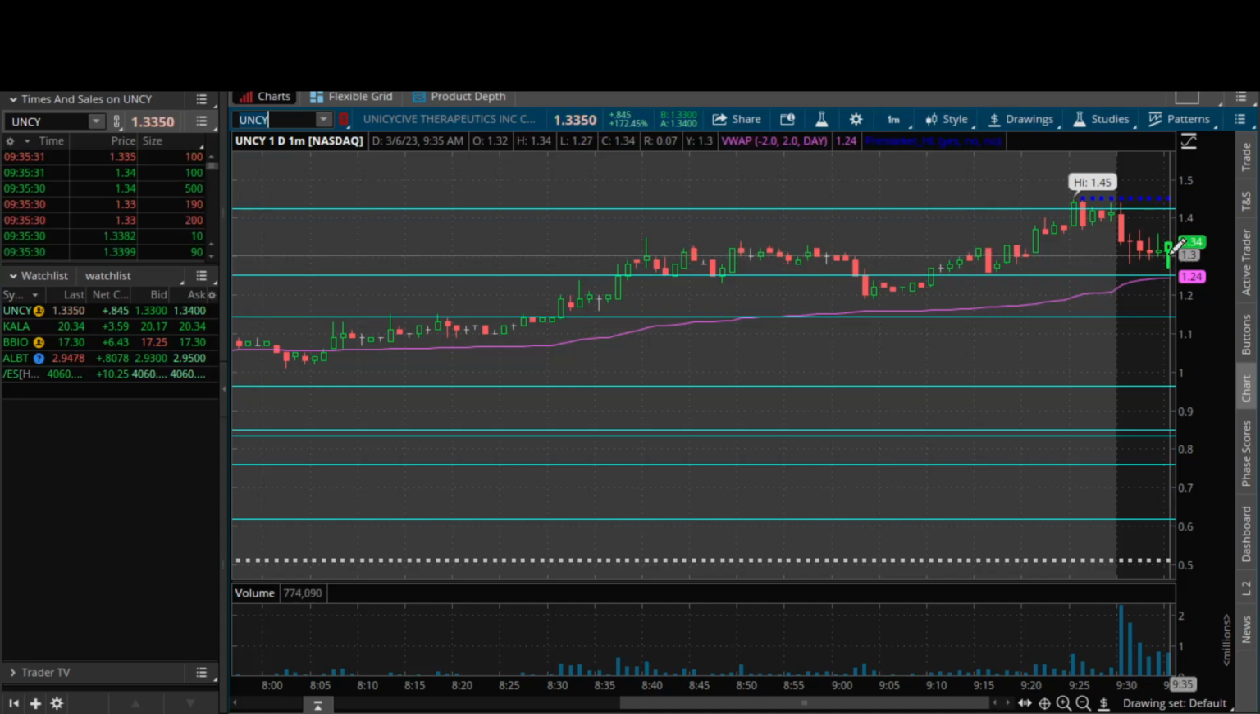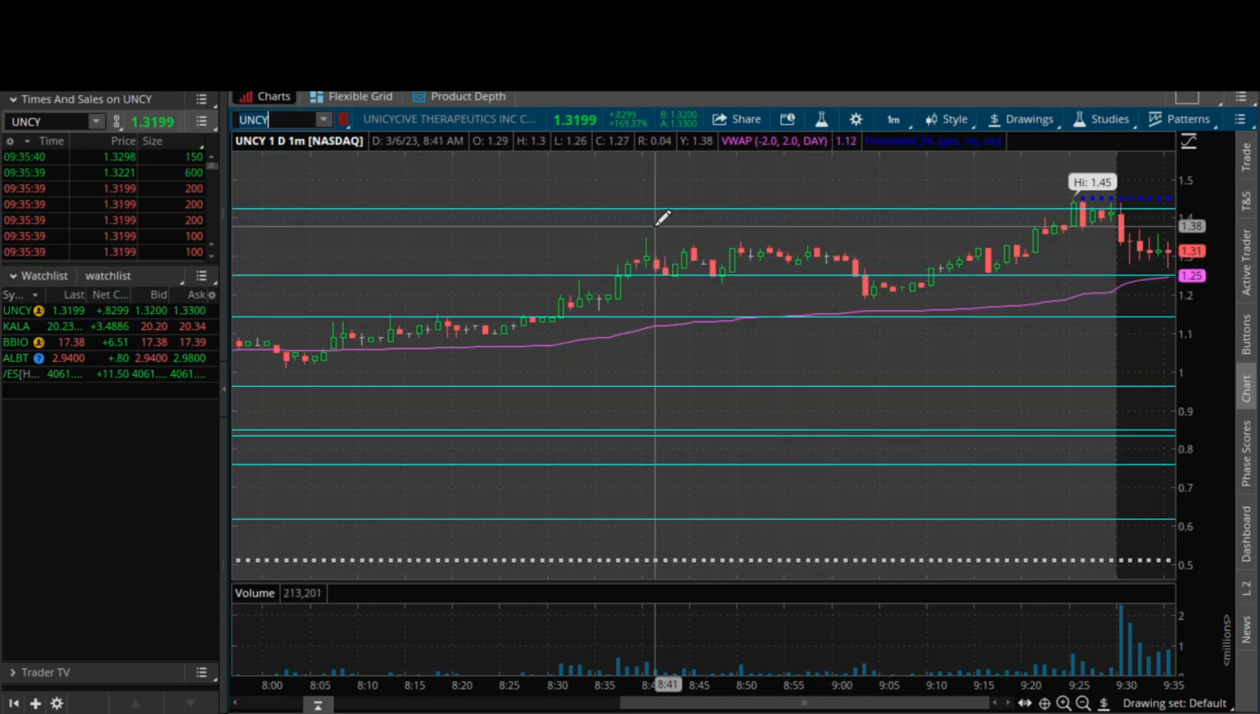Let's see, just barely missed it. We hit a low of 127 on that pullback. So it swooped the low of day sell side liquidity. Now we're pushing back up. I'm not going to chase though.